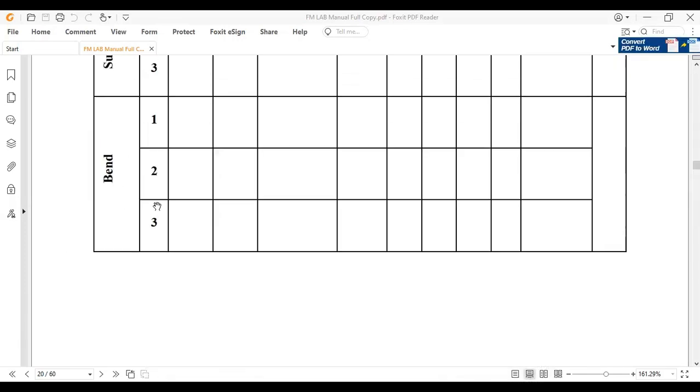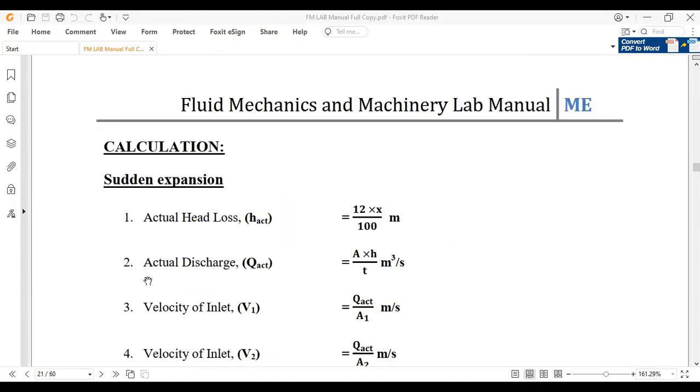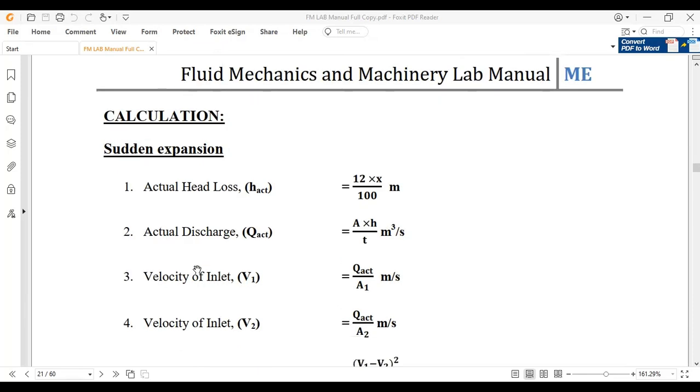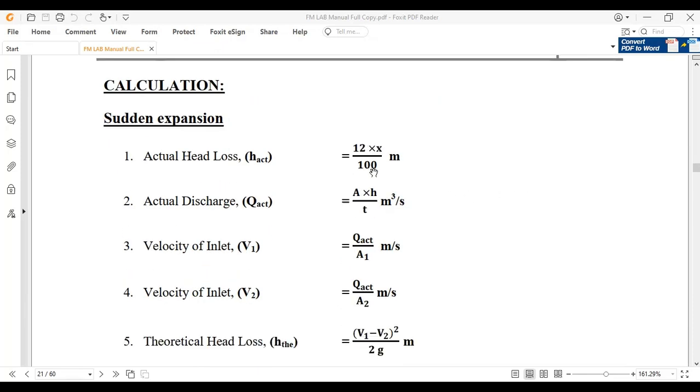See, actual head loss means 12 into x divided by 100. This x is the reading taken in the manometer, which should be taken in centimeter. Substitute here, divided by 100, which converts it to meter. Next, Q actual. Q actual means A times H divided by T, where A is the area of the collecting tank and H is the 10 centimeter height, the water rising level in the measurement tank. And how much time is taken should be put here. So you will get the Q actual.